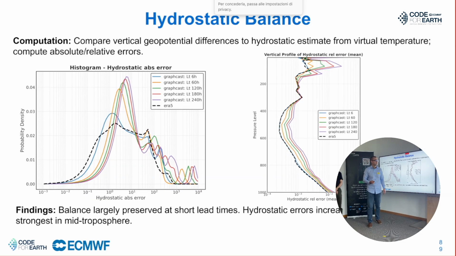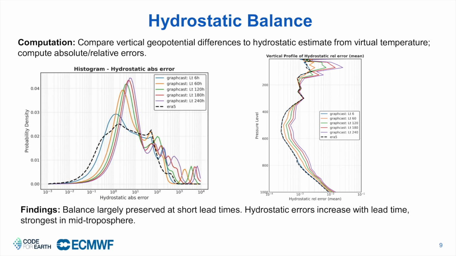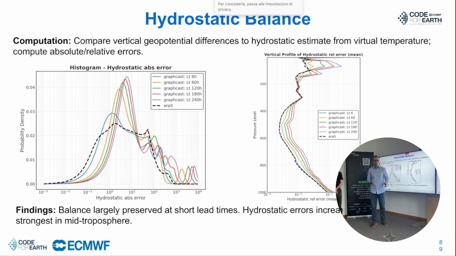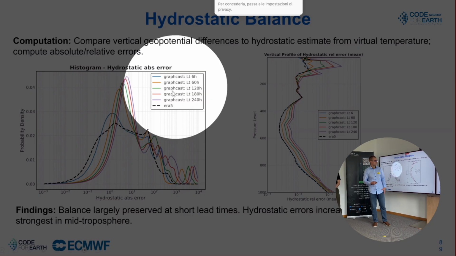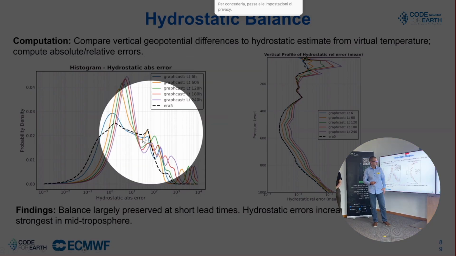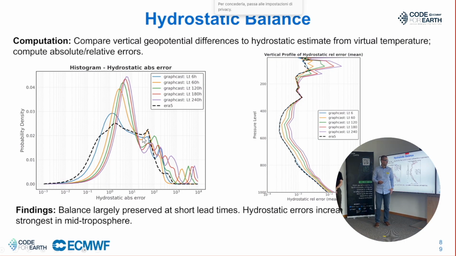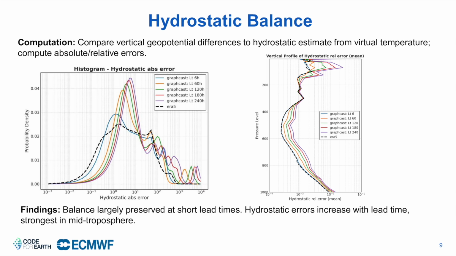Next, we have hydrostatic balance, where we compute this by comparing the vertical geopotential difference from the actual data and the one computed from the virtual temperature. And we quantify the difference between these two by the absolute and relative errors. So we again plot this for 5 different lead times for GraphCast with the reference ERA5, and we again see that the deviations increase with increasing lead time.